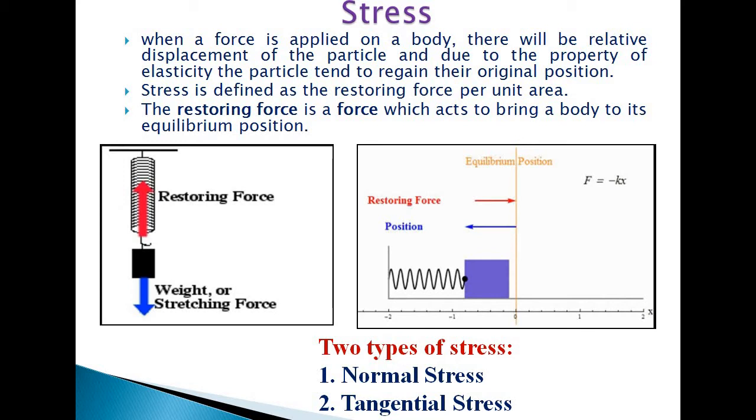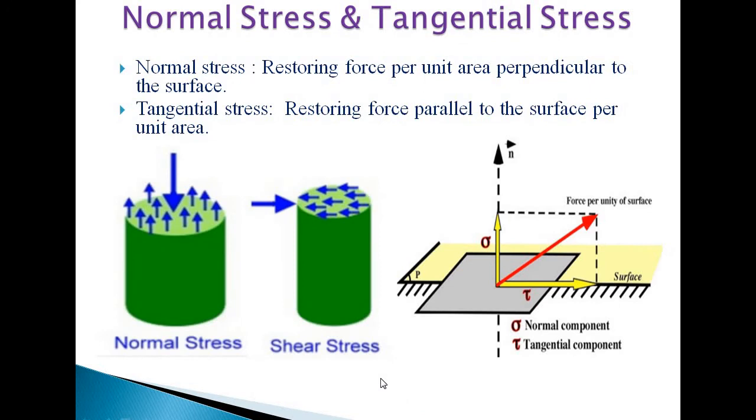Okay, we have two types of stress. One is the normal stress, another one is the tangential stress. Normal stress. The restoring force per unit area perpendicular to the surface is called normal stress. Restoring force parallel to the surface per unit area is called tangential stress.